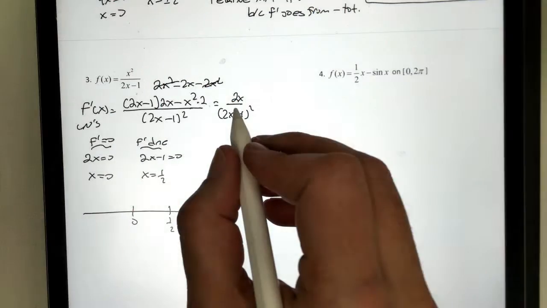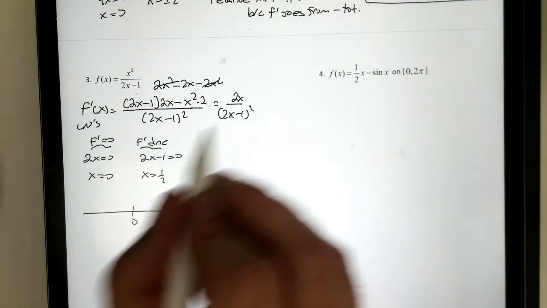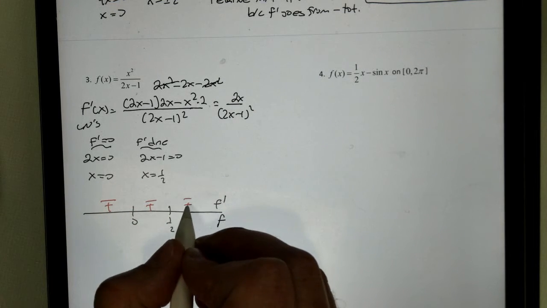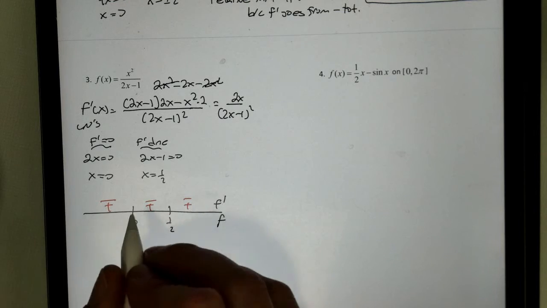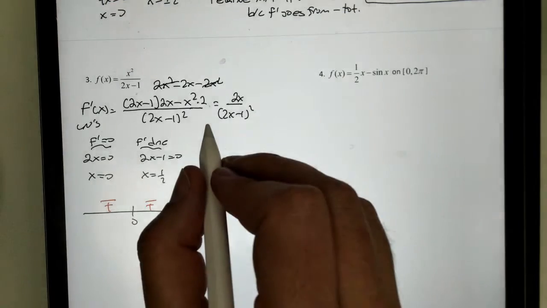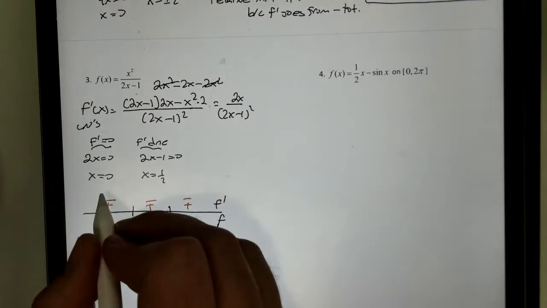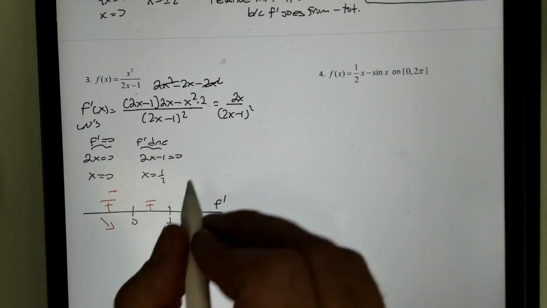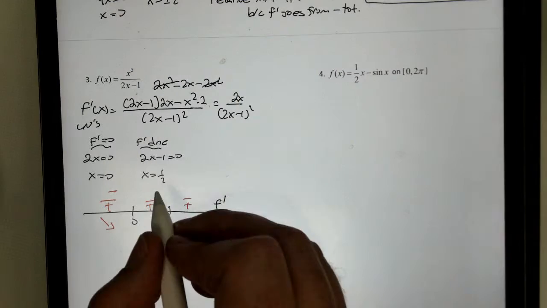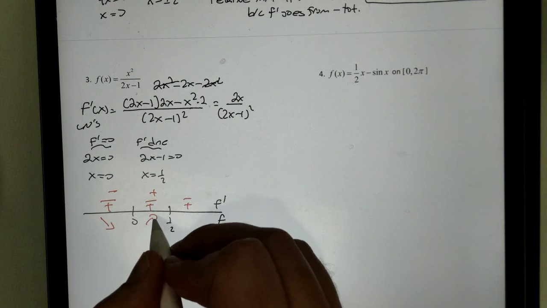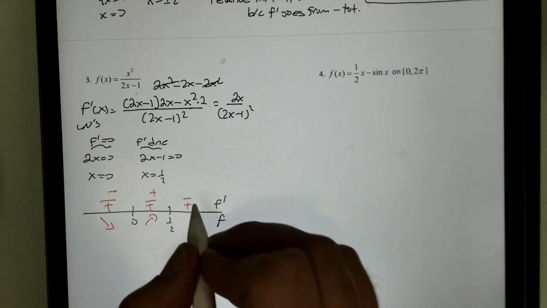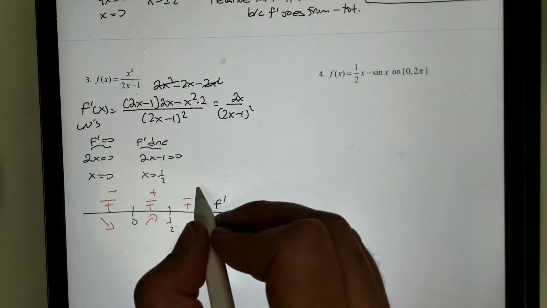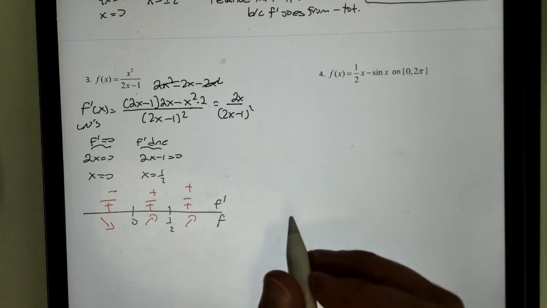If we plug negative 1, now look at this. The bottom is being squared, so I already know that the bottom is always positive. I just have to look at the top. If I plug in negative 1 to the top, that's going to become negative, so I know we're decreasing. Between 0 and 1/2, if I pick 1/4, it doesn't matter, it's positive. It's going up. And what happens if we plug in a positive? It stays positive. Notice, it stays positive here.